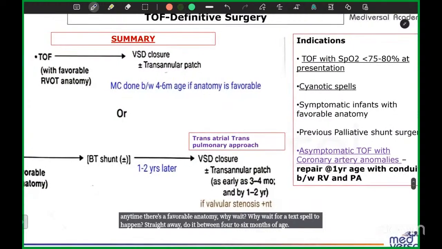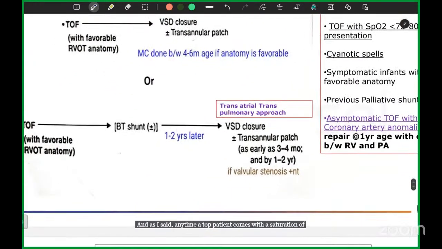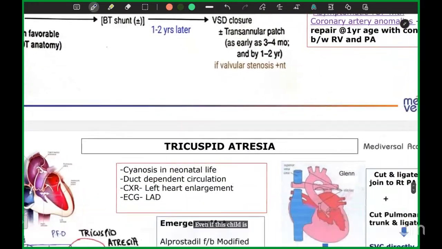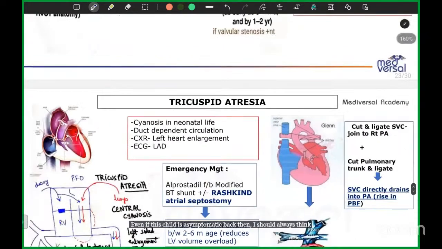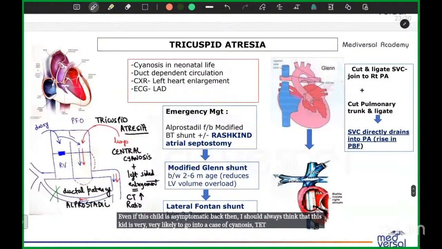And as I said, anytime a TOF patient comes with a saturation of 75 to 80% as baseline presentation, I should always consider, even if this child is asymptomatic back then, that this kid is very, very likely to go into a case of cyanosis, TET spell, and let me not wait till then. I mean, why wait when you know what you can do? So that's all about TOF.